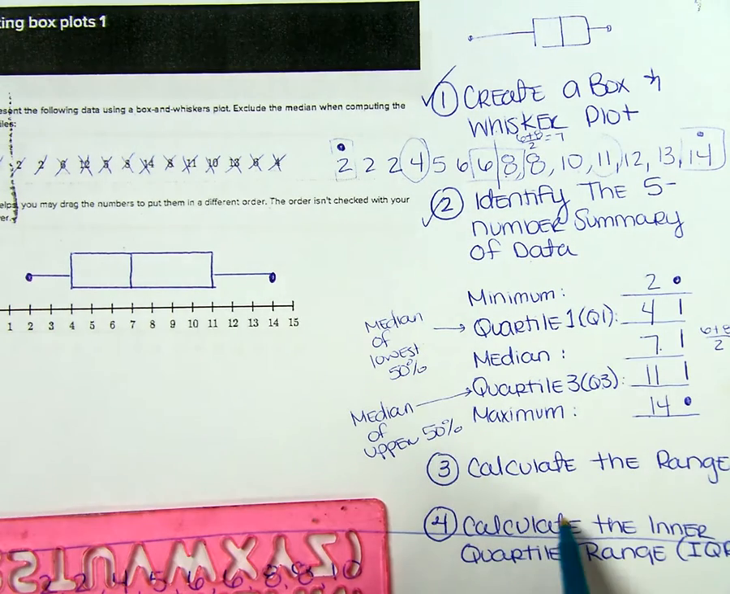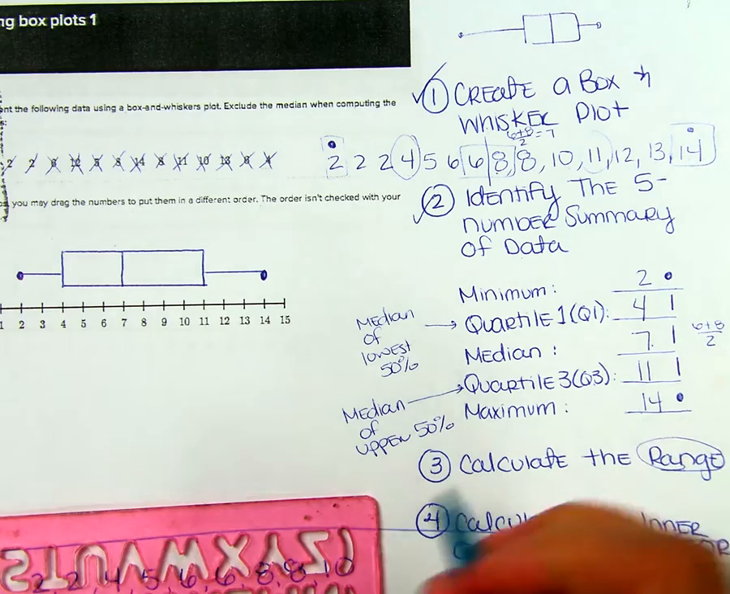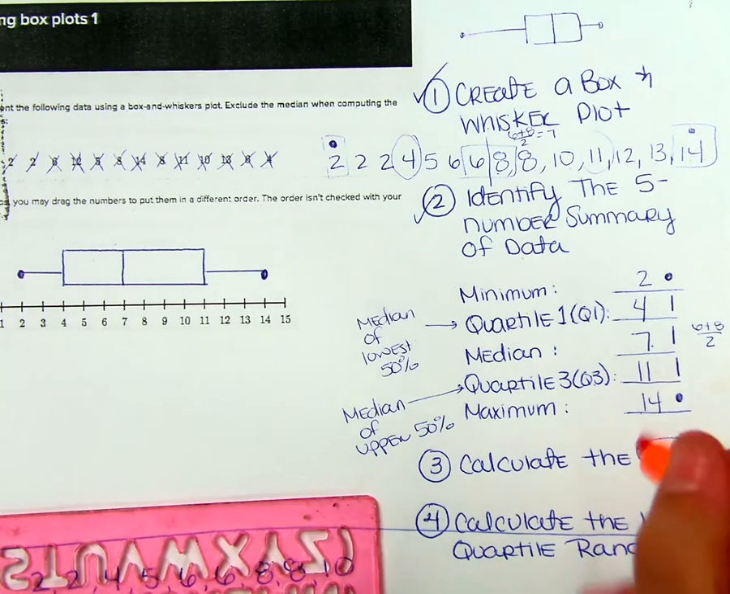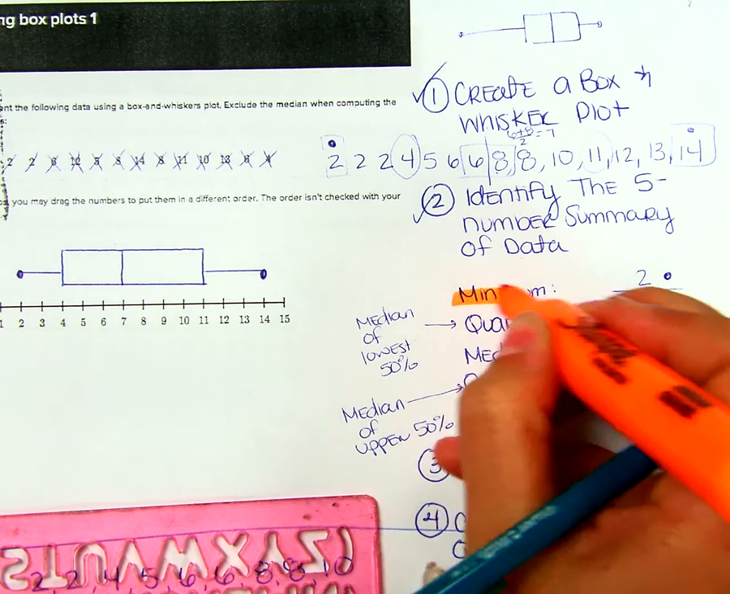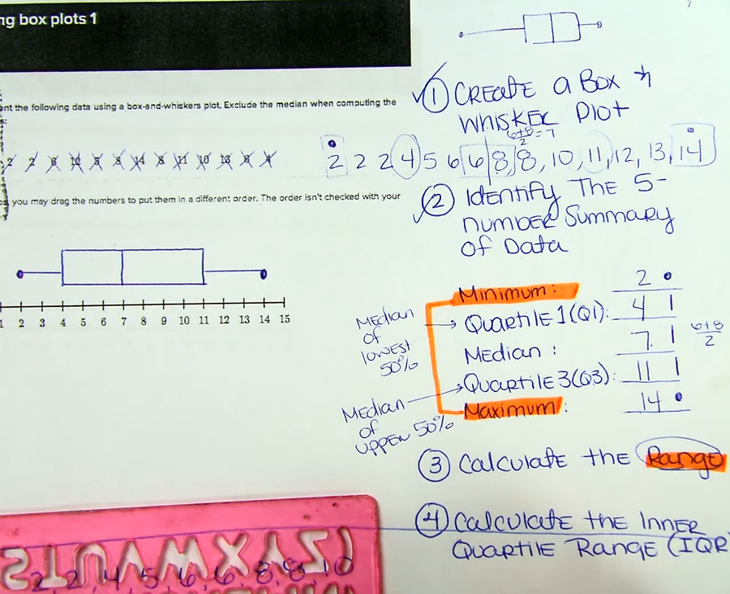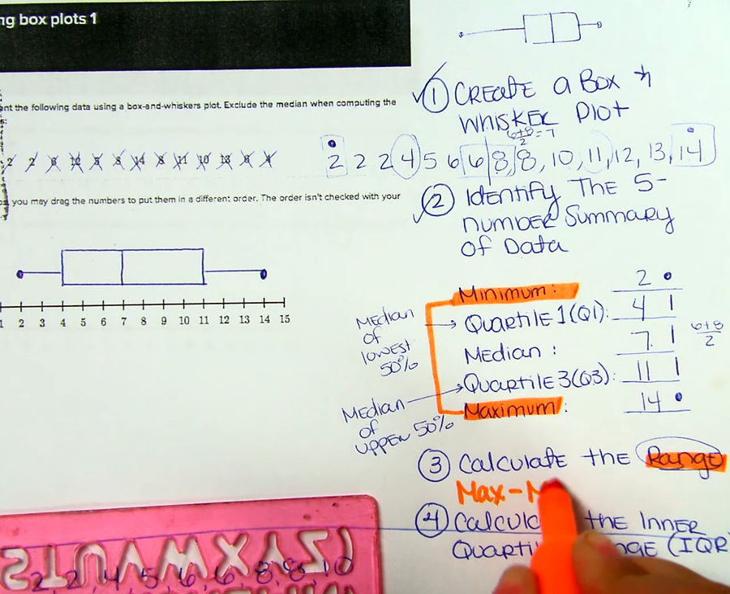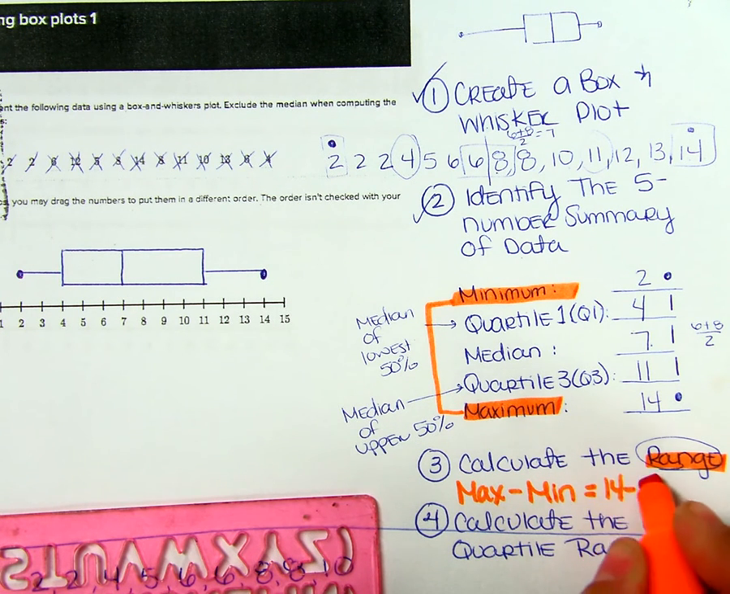Then we're going to calculate 2 things. We're going to calculate the range. Our range is going to be the maximum value minus the minimum value, saying essentially how spread apart the data is. So max minus minimum. So that's 14 minus 2, which is 12, meaning the data is spread out by 12 units.